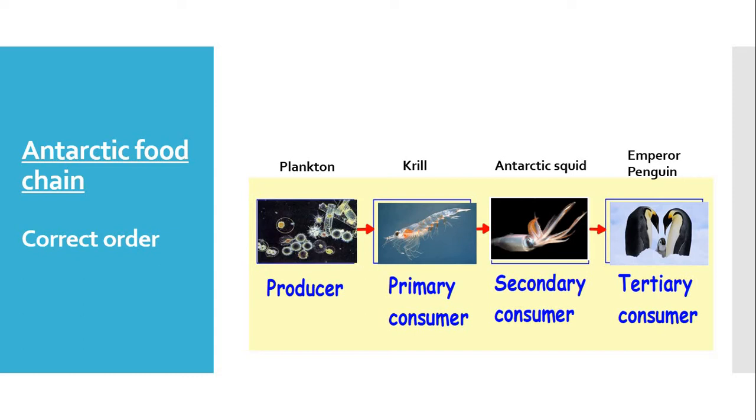Plankton starts it off with the energy. Krill eats the plankton, takes the energy there. Antarctic squid eats many krill, takes that energy. Emperor penguin eats the Antarctic squid, takes the energy from those squid. So everybody should have that correct order in their books now. Okay, if you haven't, pause, you can edit it and then resume.